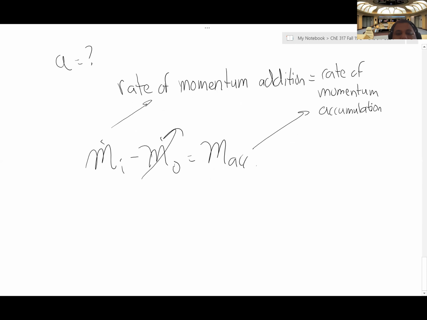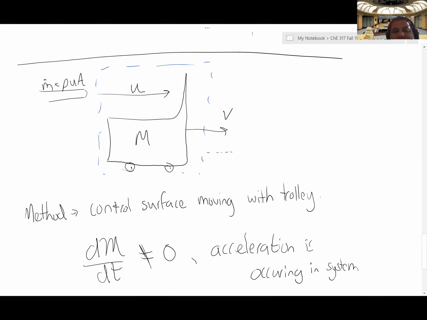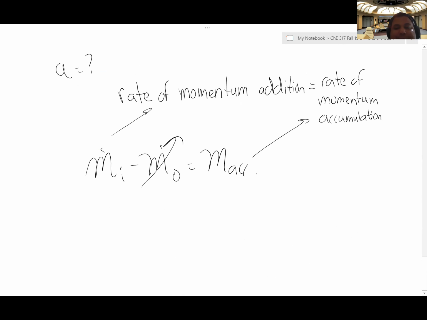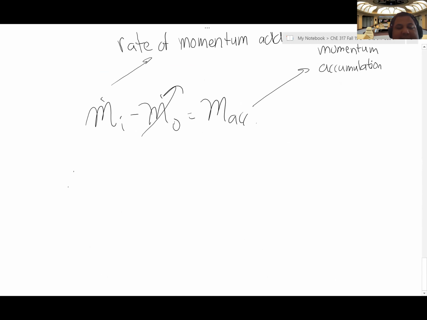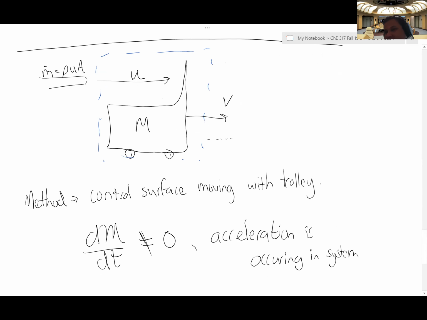So let's look at the momentum addition, or the momentum in. What is adding momentum to our system? Would it be the jet being shot at the trolley? Yeah, so the jet being shot at the trolley is adding momentum. So it's some mass flow rate of our jet, times what velocity? Velocity u.